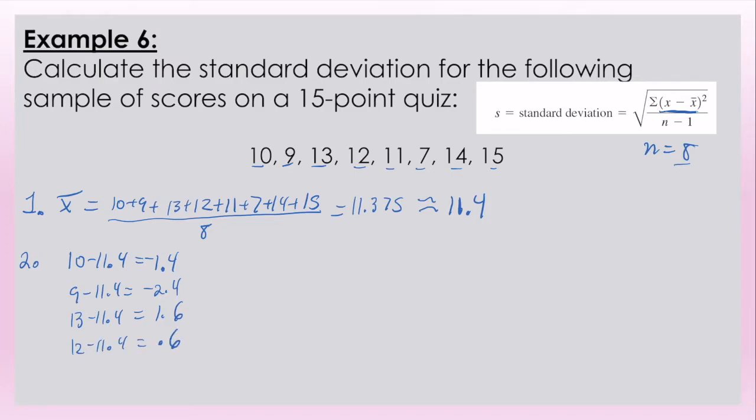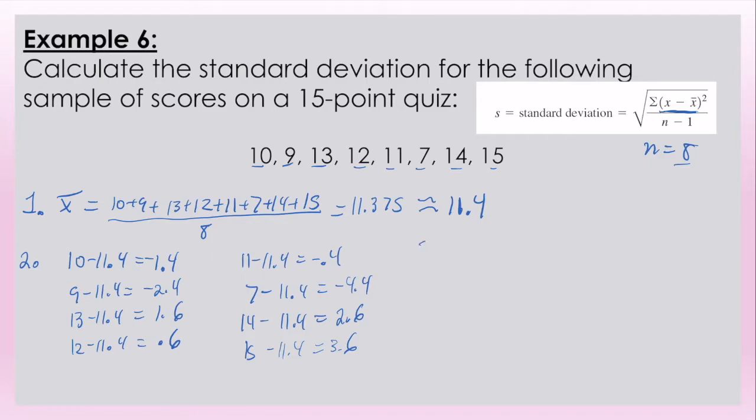I'm going to have to make another column. 11 minus 11.4, I get a negative 0.4. 7 minus 11.4, I get a negative 4.4. Oof. 14 minus 11.4, I get 2.6. And 15 minus 11.4, I get 3.6. So that was step 2.